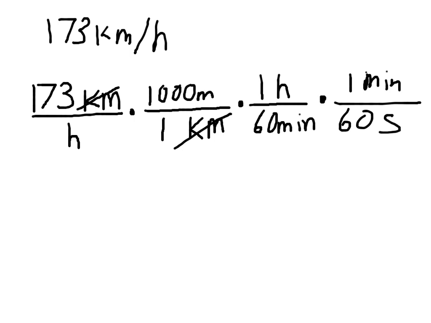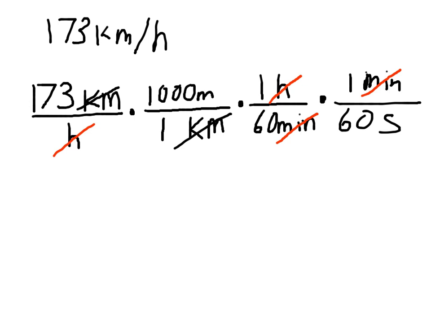And so notice I'm deciding whether these go on the top or bottom so that they will cancel out. So hours is on top over here to cancel out with hours on bottom on the other side. Minutes on top here to cancel out with minutes here. And now I have left meters per second. So you have to do all that math out. 173 times 1,000 divided by 60 and divided by 60 again.